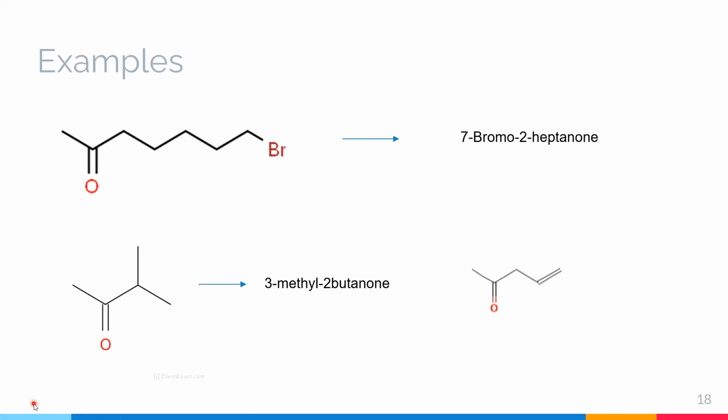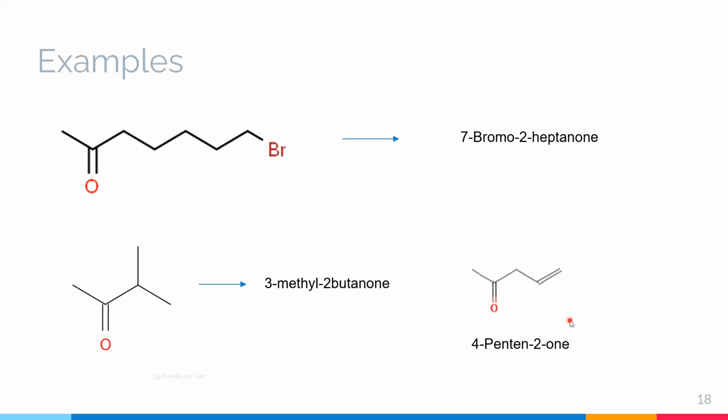Ketone lies on the second one, so it's going to be a 2-something. Alright, the double bond lies on the pentene, on the fourth one rather. Now if this was an aldehyde, we would just say 4-pentenal. But this is a ketone and we have to identify the number. So it's 4-pentene-2-one because the ketone is on the second one.